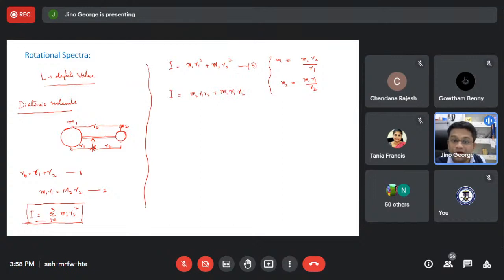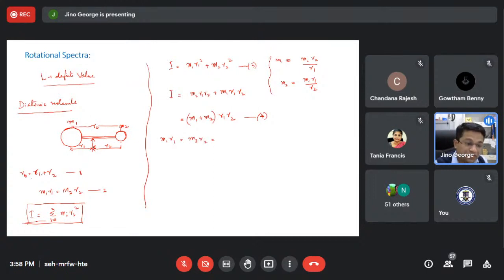I just substitute the values of M1 here. That's all I did. So this is the equation which will finally match as M1 plus M2 into R1 R2. So now I will apply: I already said that M1 R1 is equal to M2 R2.